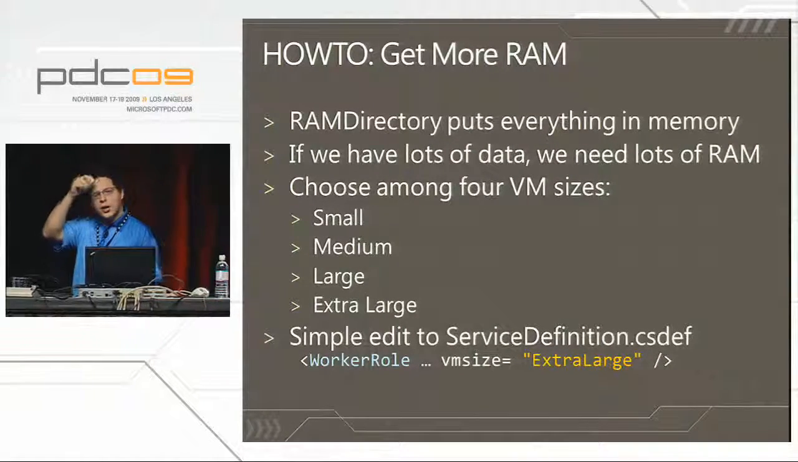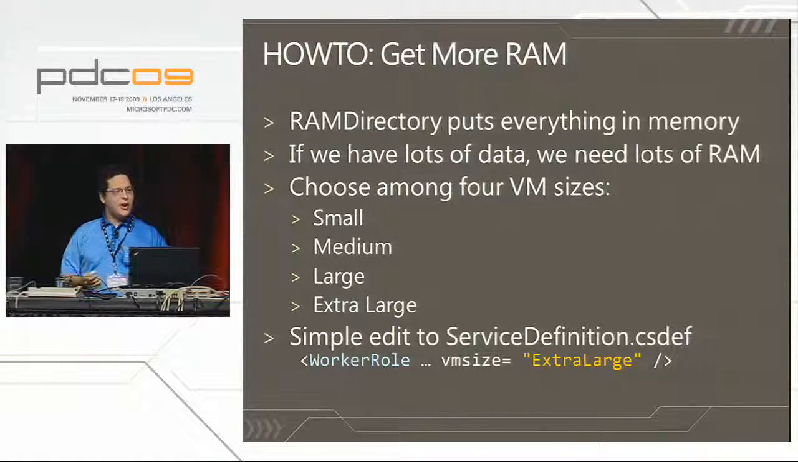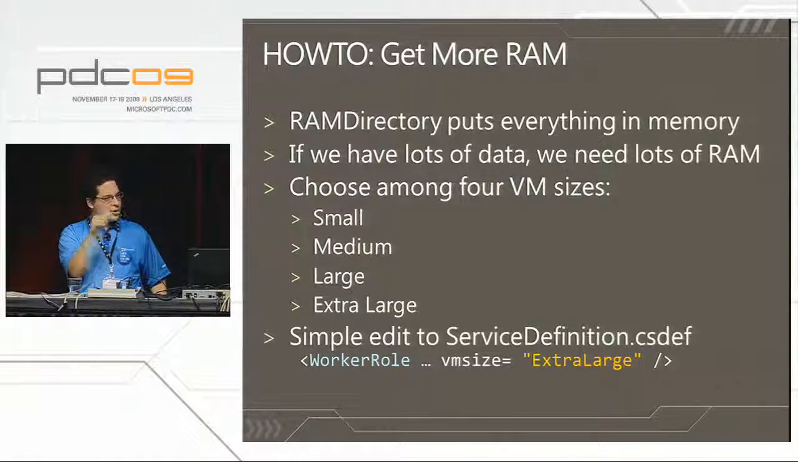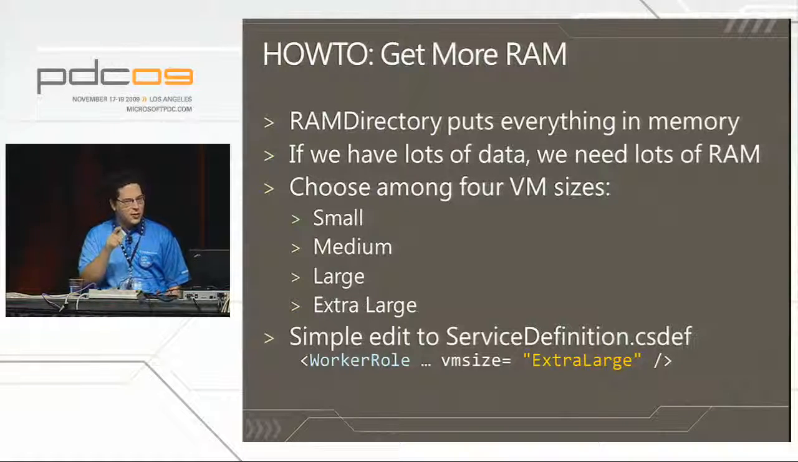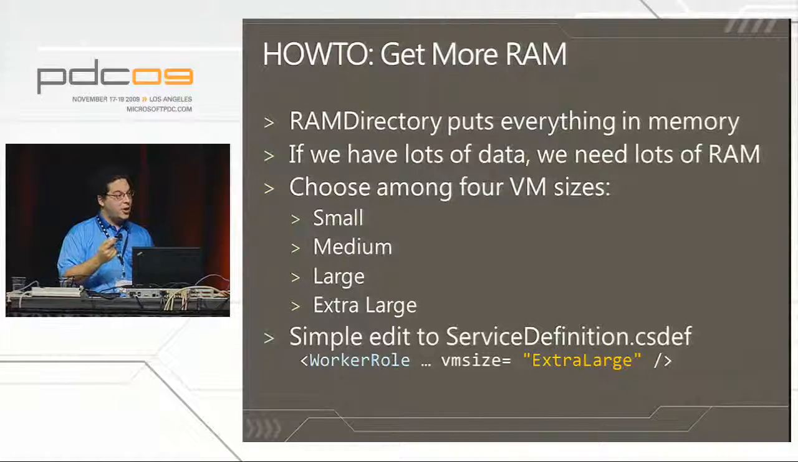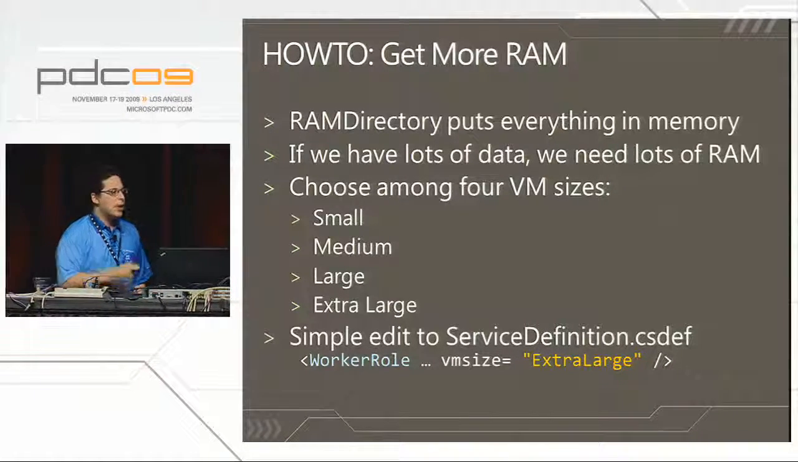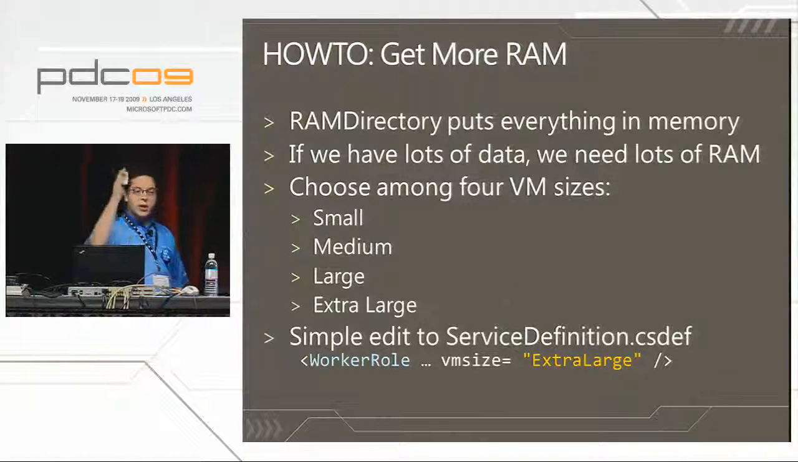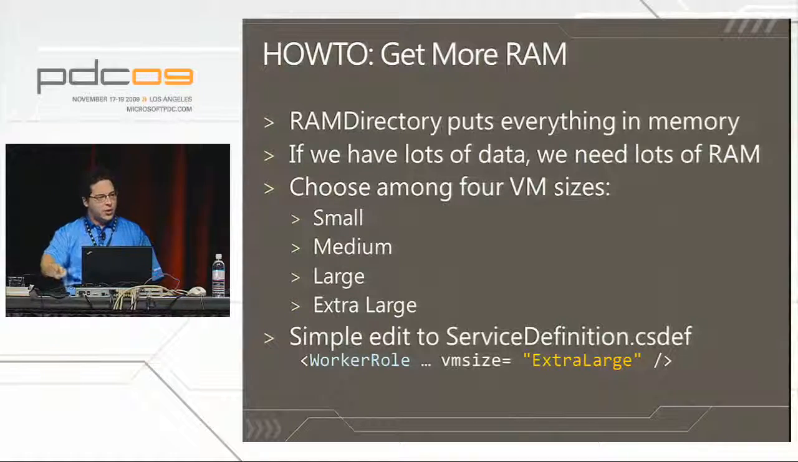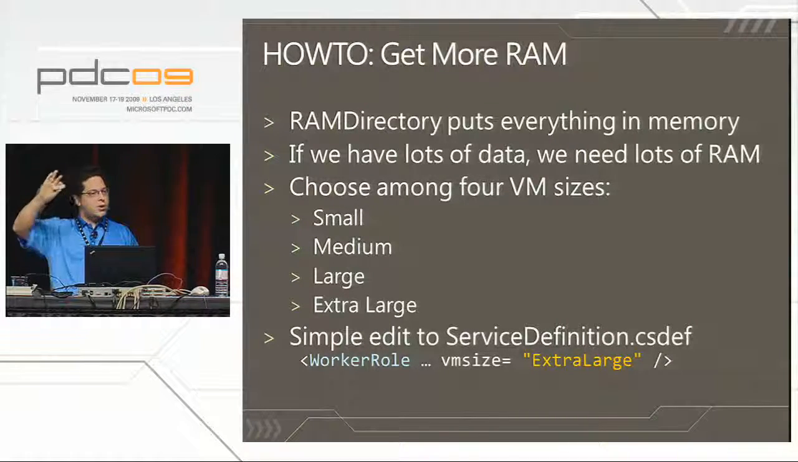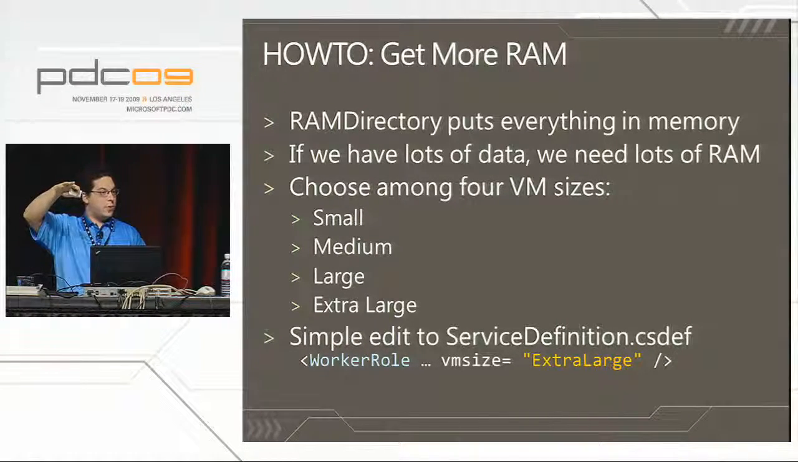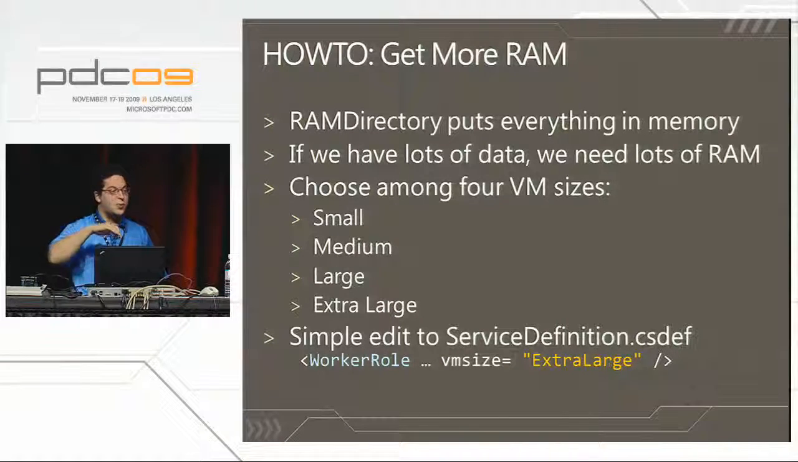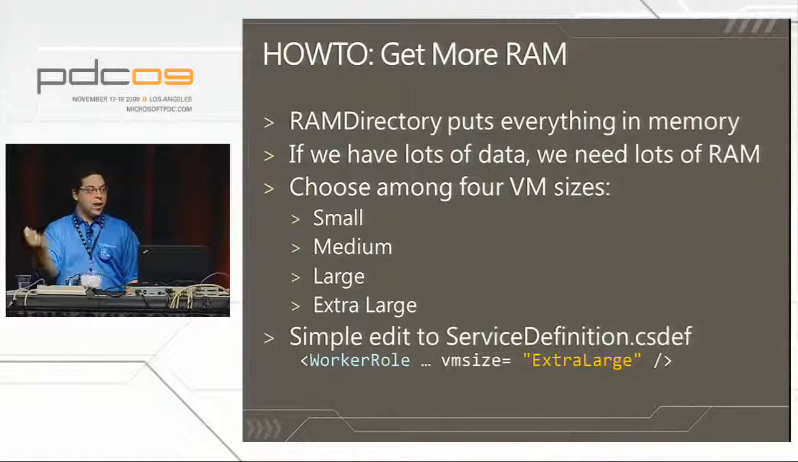OK, so let's talk about getting more RAM, because I made that big point about making sure the size of my storage was just small enough, because I knew I'm using the RAM and I don't have that much space. So the RAM directory in Lucene.net, in Lucene in general, puts everything in memory. Then it also stores them on the disk, but the point is all the searches are served directly from RAM, which is a good way to get some performance. If we have lots of data, we're going to need lots of RAM.